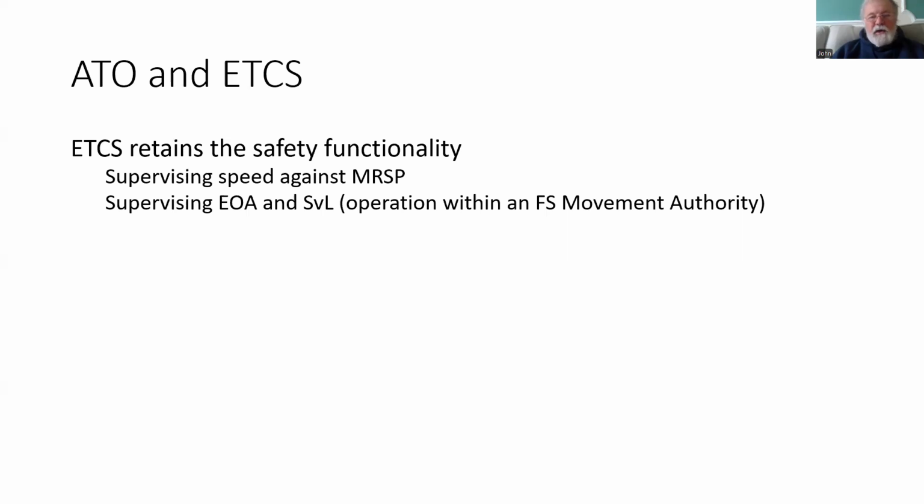So ETCS retains the safety functionality when ATO is operational. It supervises the speed against the most restrictive speed profile, MRSP. It also supervises ends of authority and supervised location. ATO operation is within a full supervision movement authority.